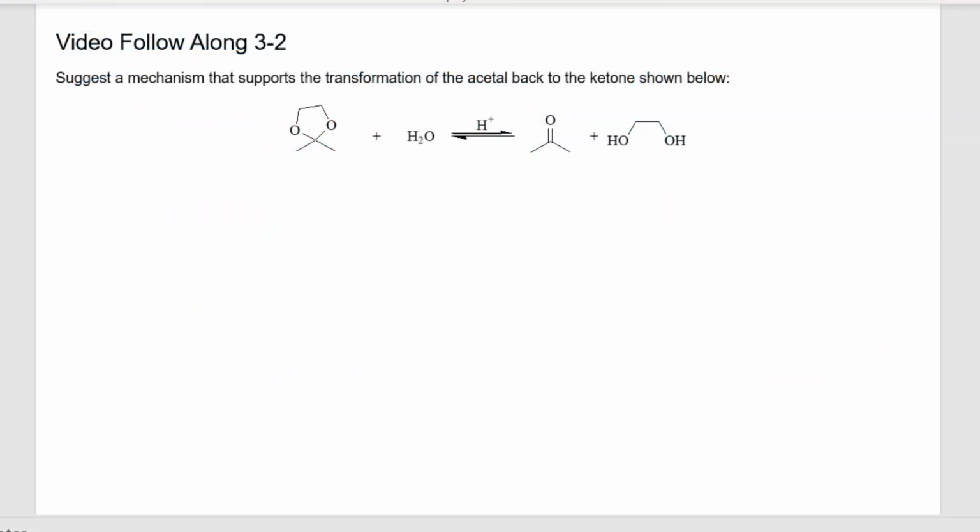In this video, I'll show you how to remove an acetal and reform your carbonyl, which is going to be reactive. Now again, remember these are for ketones and aldehydes only.